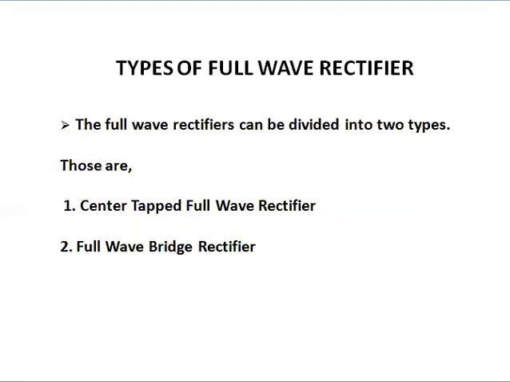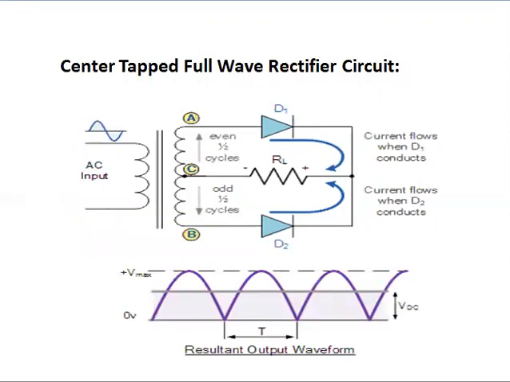Coming to the types of full wave rectifier, full wave rectifiers can be divided into two types. The first one is the center tapped full wave rectifier and the second one is the full wave bridge rectifier. Coming to the center tapped full wave rectifier, here we have to consider two diodes only. These two diodes are connected across a transformer, that is a center tapped transformer.